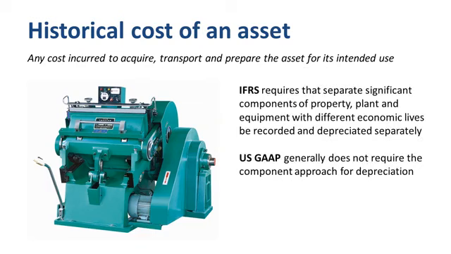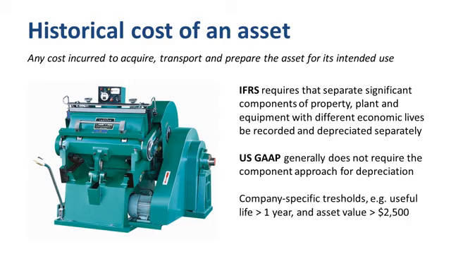IFRS and the US GAAP have different guidance on the level of detail, the number of sub-accounts that you have to use when recording fixed assets. Also, the minimum spend or threshold can differ between companies. Items below the threshold get booked as expense straight away in the year of purchase and don't go through the capitalization depreciation cycle.